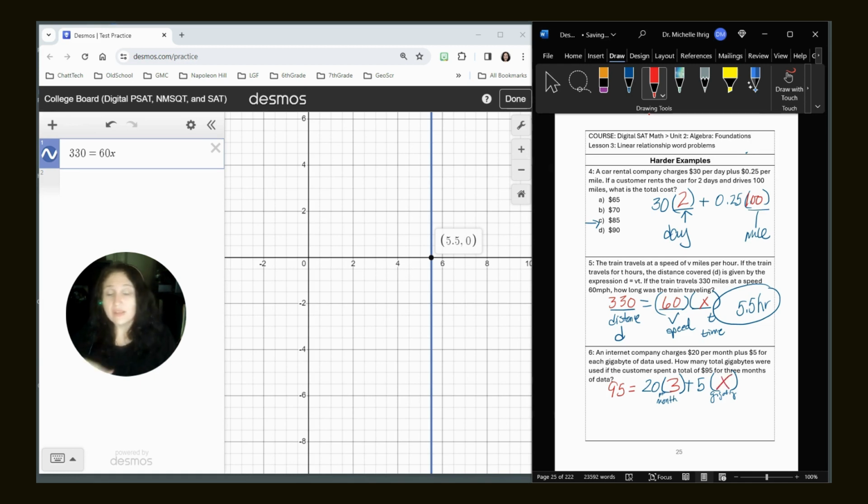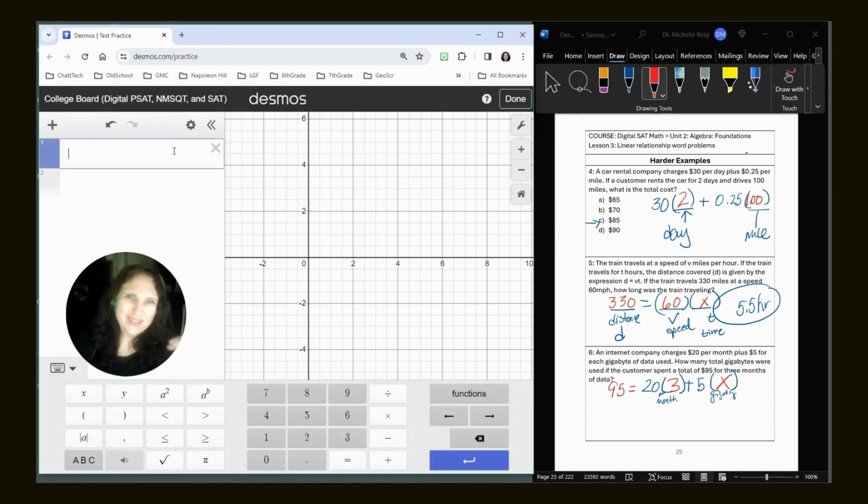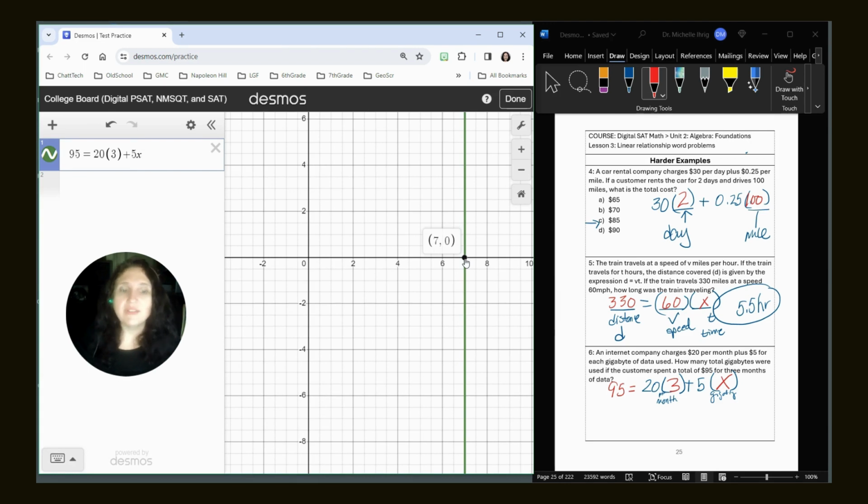So in this case, you could multiply 20 times 3, subtract from both sides, divide by 5, or you can go to the calculator and you literally can just type in 95 equals 20 times 3 plus 5x. And look at that. It tells you x equals 7. See why these videos are so important.